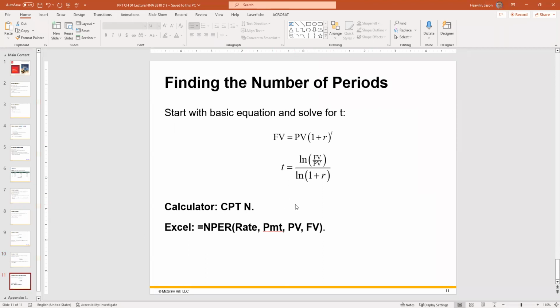You can do the number of periods. Same example, you will use this formula. If I have $15,523 now, and I can earn 10% interest, and I want 25,000 in the future, how many years would it take me to get there? You calculate this way, and T will give you the 5 years.